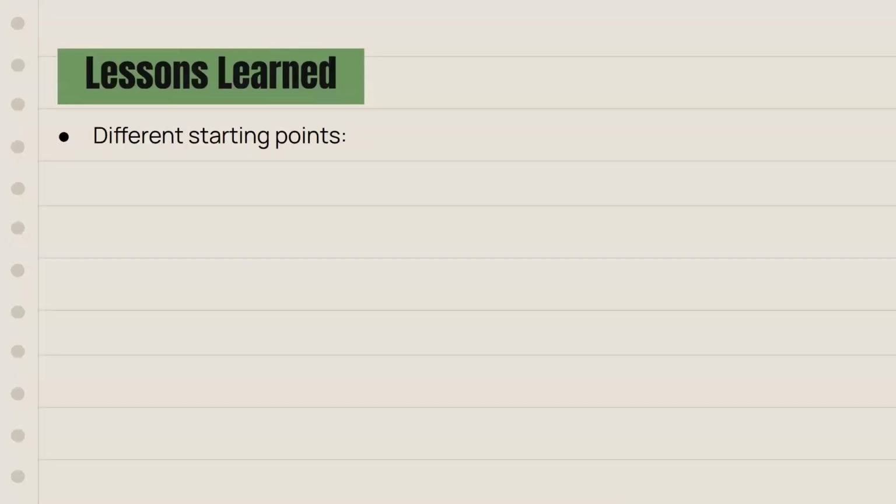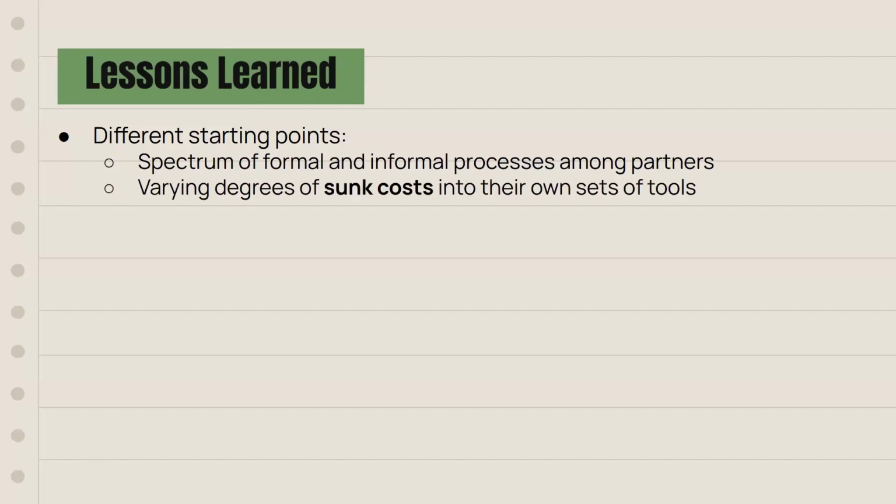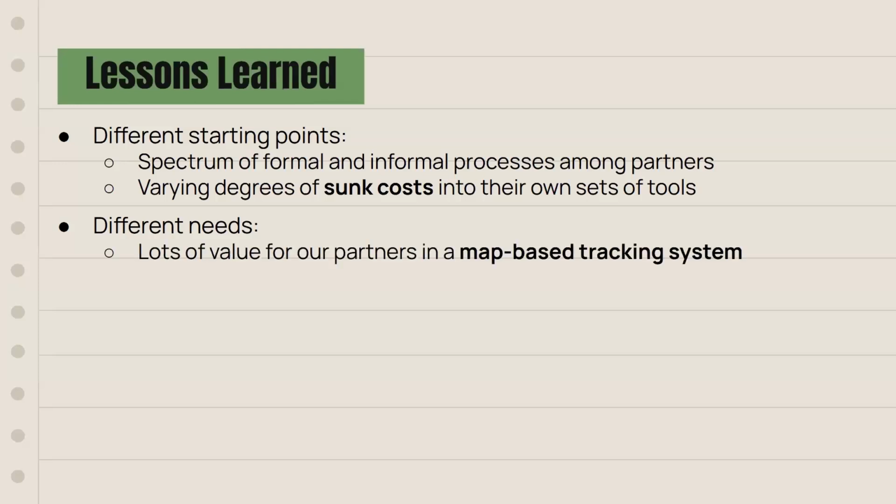And so what we've learned is that each partner is coming from a different starting point for this project. There is a spectrum of formal and often informal processes that partners implement. And there are varying degrees of sunk costs that we're all bringing to this conversation. Some people have actually put real money into developing tools for their programs, which can impact how excited they are about adopting new tools. We also learned that, no surprise, our partners have different needs.